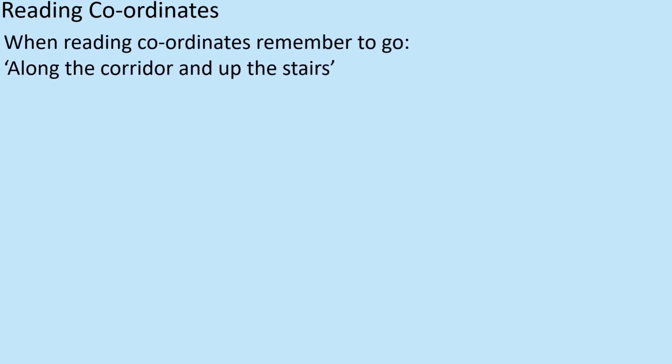Okay, so reading coordinates. When reading coordinates, remember to go along the corridor and up the stairs. You'll have heard that in school many times, no doubt. If you've forgotten, along the corridor means you go along the x-axis, that's the horizontal first, and then up the stairs means you then go vertically up and down. That's the order you need to do it.